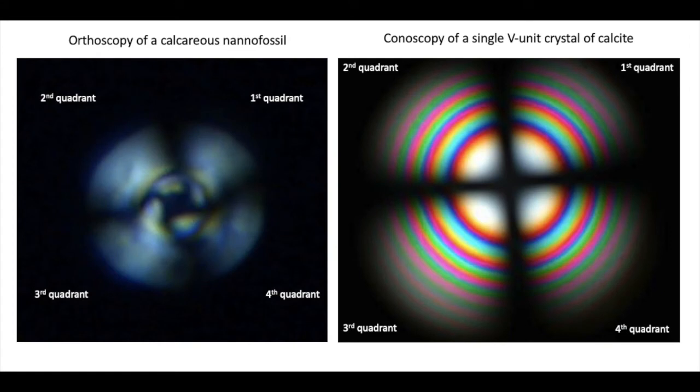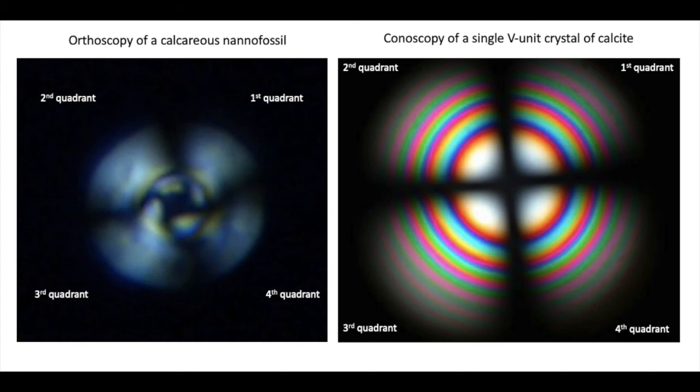To finish, and although these two images look alike, the term isogyre to describe the black cross that many calcareous nanofossils display is not formally correct. Can you enumerate the three reasons why?